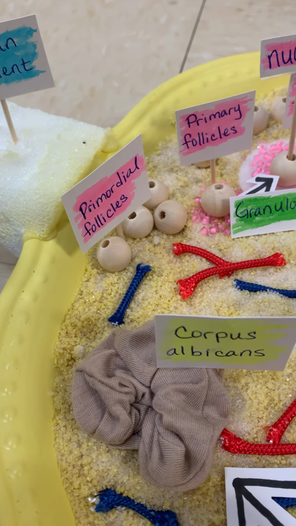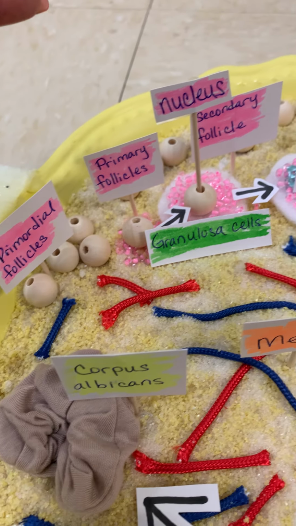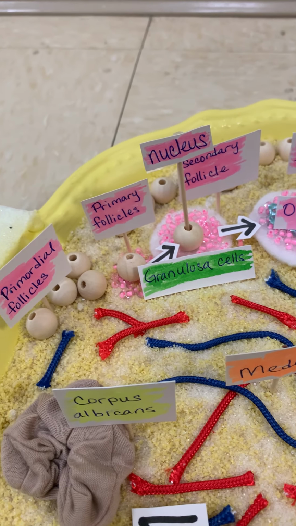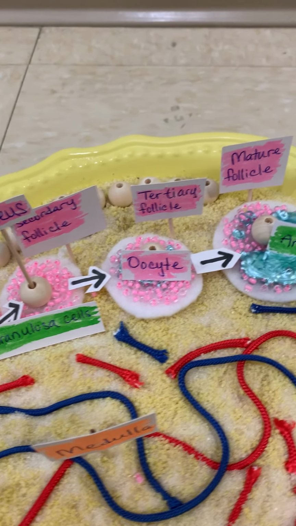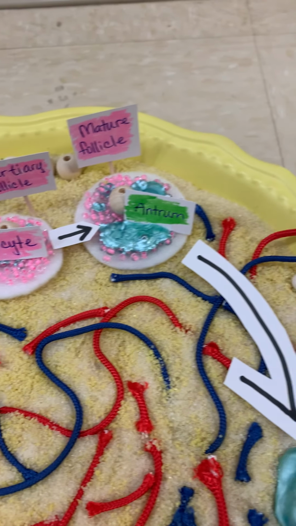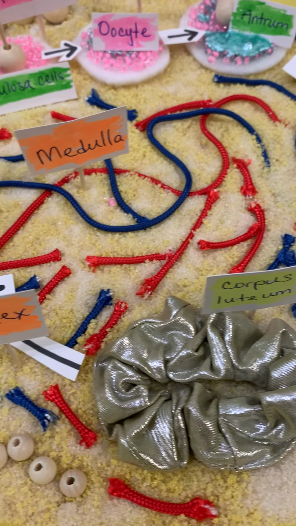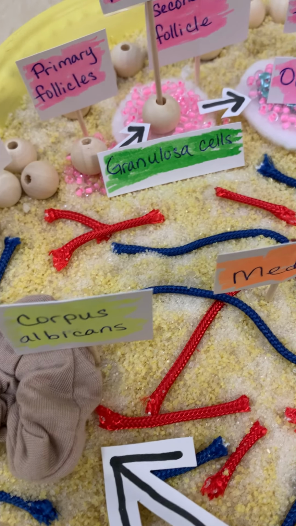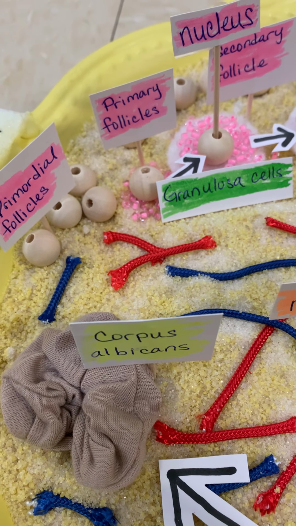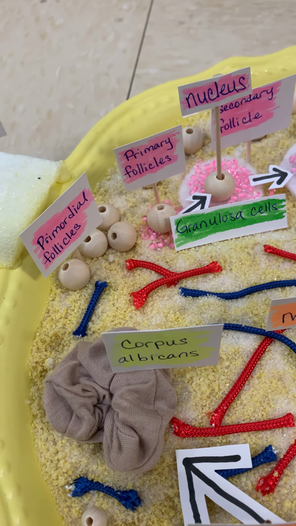So the primordial follicles become primary follicles, and this starts the development of the follicle that we'll be discussing, also known as folliculogenesis. Each follicle consists of one developing ovum surrounded by lots of small follicular cells.